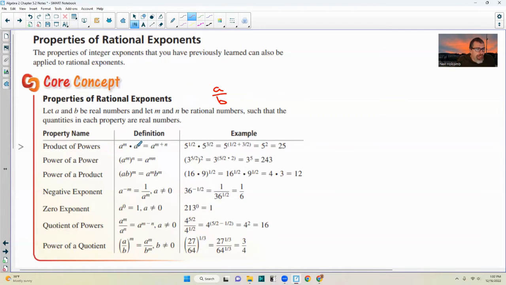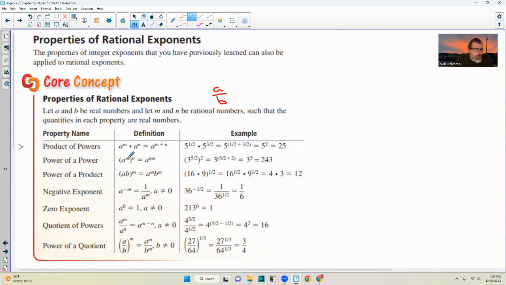So product of powers, just a quick review. a to the power of m times a to the power of n equals a to the power of m plus n. You add the exponents. So 5 to the 1/2 times 5 to the 3/2 would be 5 to the 1/2 plus 3/2, which is 4/2, or 2, and 5 squared is 25.